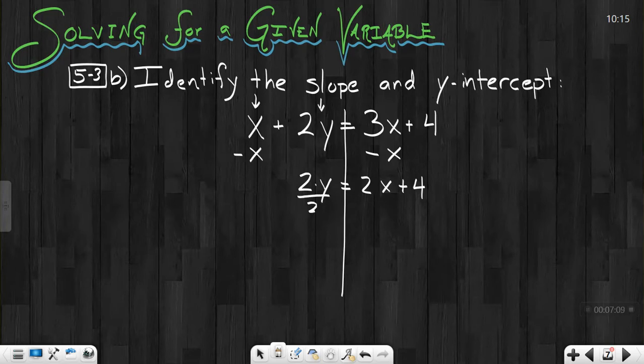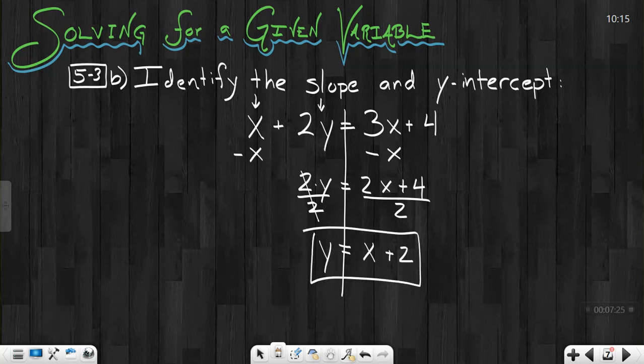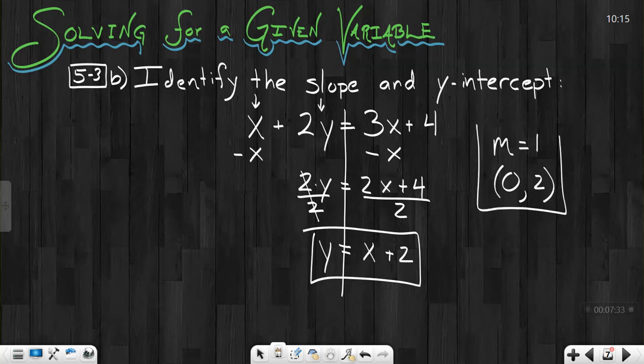The opposite of multiplication is division, so I divide both sides by 2. I need to divide the entire right side by 2. That means 2x divided by 2, which is just x, because 2 divided by 2 is 1, and 1 times x is x. And then 4 divided by 2 is 2. This is slope-intercept form. Starts with y equals, ends with an mx plus b form. And my slope here is 1, and my y-intercept is 0, 2.